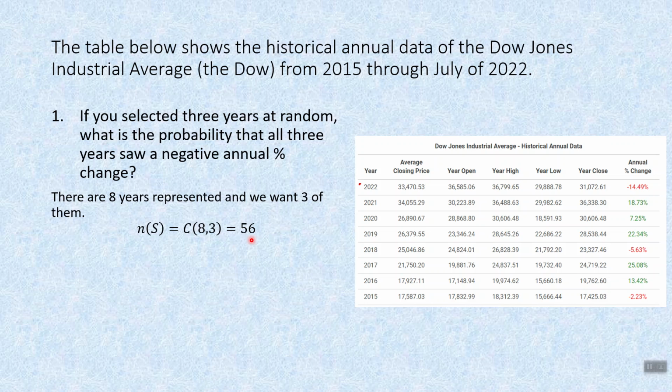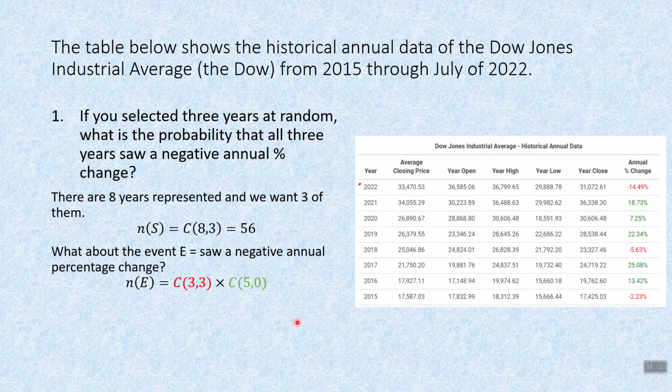We want to know how many of those groupings will have all the negative ones. So the event E saw a negative annual percentage change. The number in E will be, okay, so we're going to separate these. We have 3 of them that are negative, and we want all 3 of them. So the combinations of the 3 negative annual percentage changes, we want all 3 of them. And then we've got to take care of all 8. 3 of them are negative, 5 of them are positive. But we want all 3 negative. We want 0 of them that are positive.